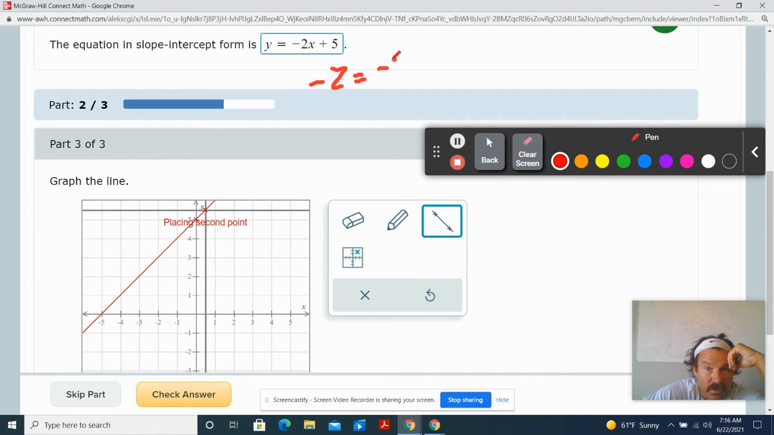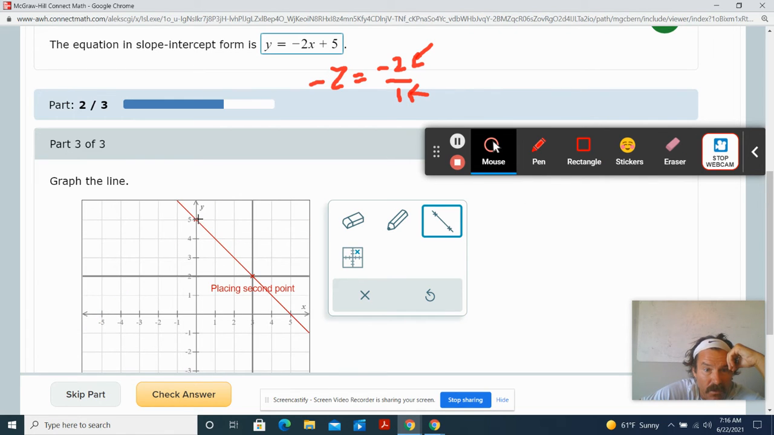-2 is -2 over 1. And the reason why I'm writing it over 1 is so that you can remember that this is the rise and this is the run. So if we go to that 5 and rise -2, that means you go down 2. And then if you run 1, that means you run 1 this way. And I click the second point right there.